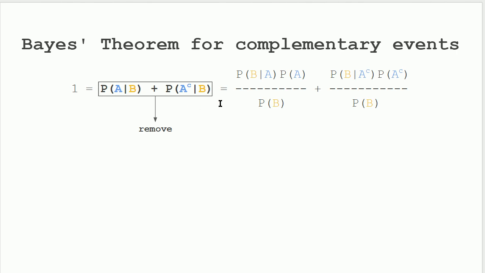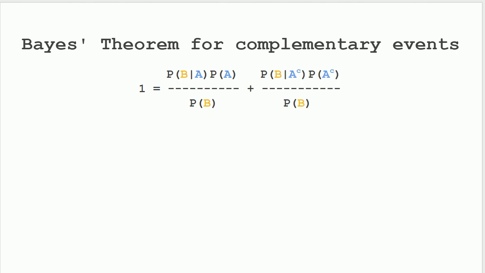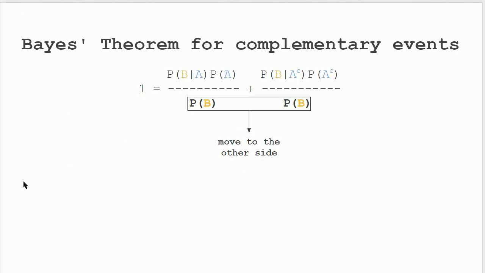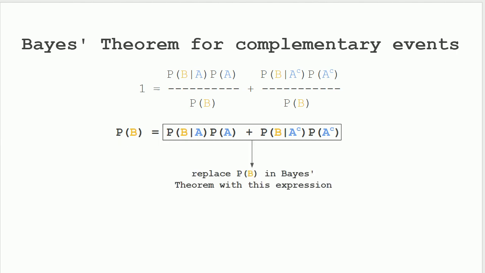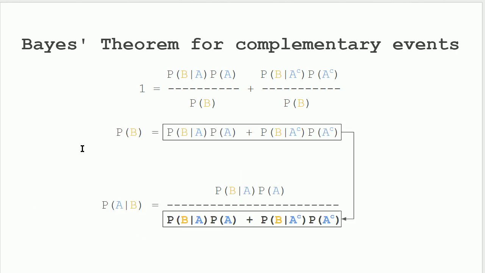So then we can remove this part and have this whole thing equal 1. We can multiply both sides by P of B. And now we have something equaling P of B that we can use instead of P of B, an expression, that is. So let's replace P of B in another Bayes' theorem with this. So this is Bayes' theorem again, but this time we replaced P of B with this giant expression right here.